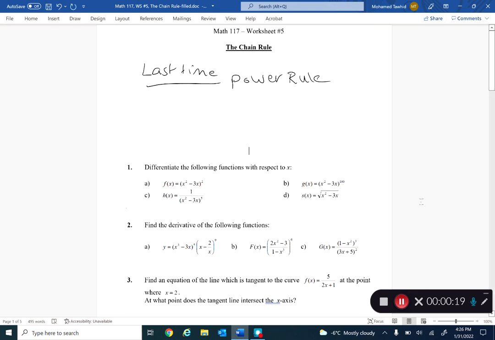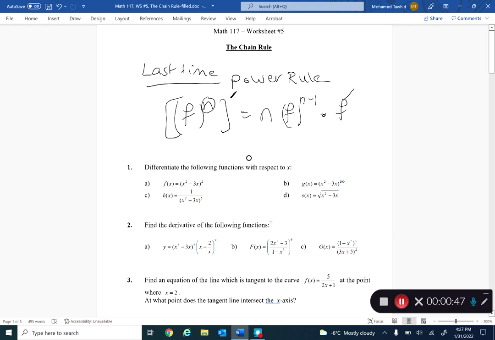The power rule: if you have a bracket, whatever is inside the bracket, to the power n, and I need to take the derivative of this bracket to the power n, the rule is that the exponent n goes in front. Here is your bracket, I leave it as it is, to the power n minus 1. And I have to multiply by the derivative of whatever is inside the bracket. That is called the power rule.